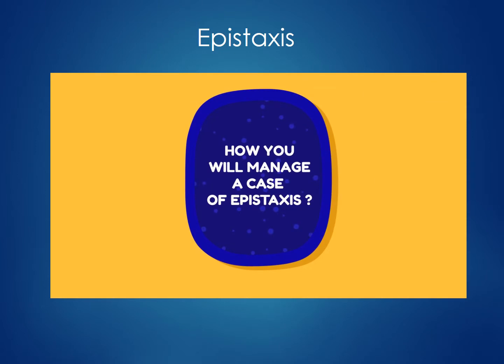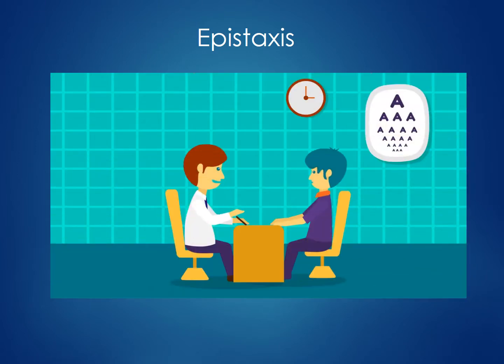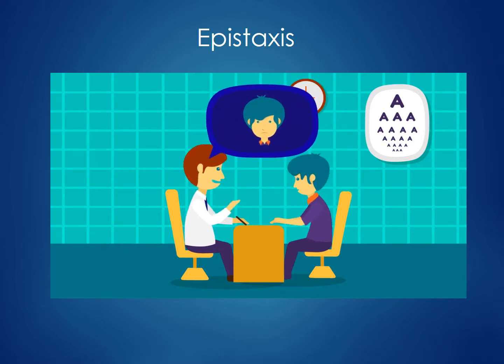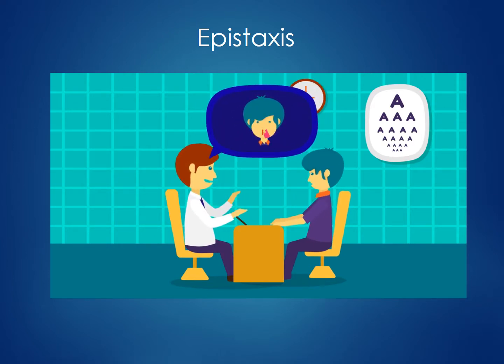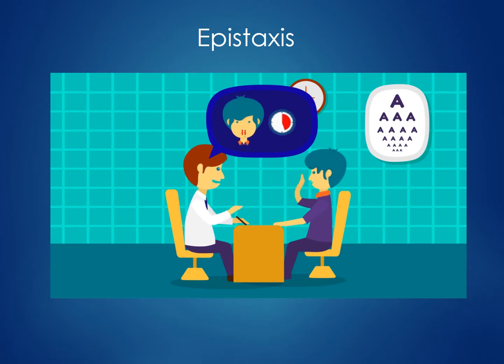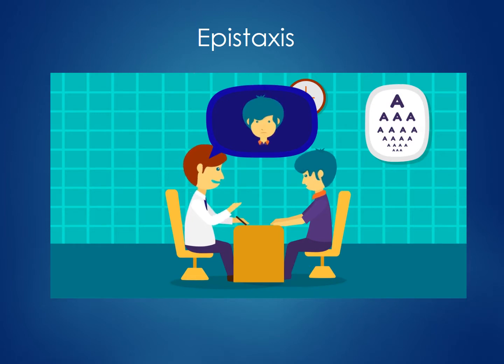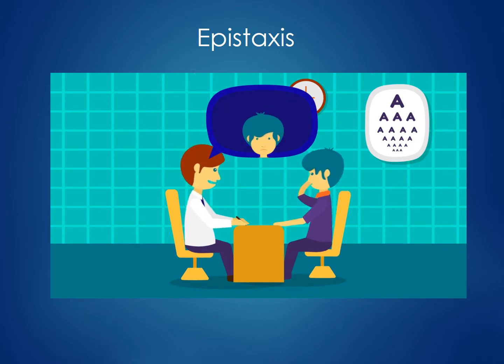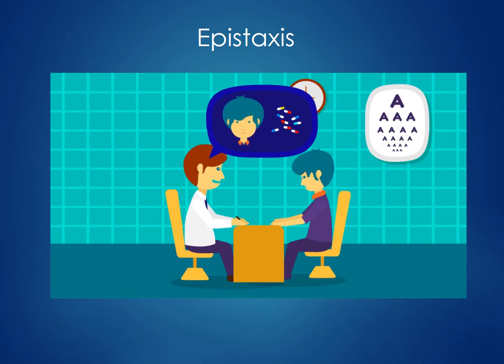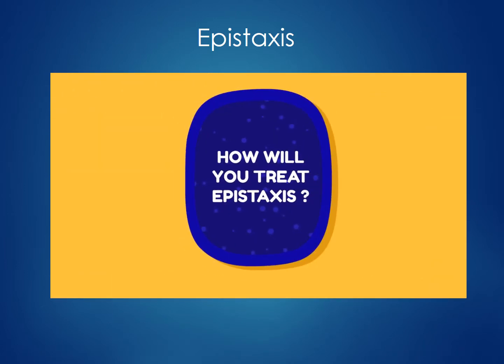How will you manage a case of epistaxis? In any case of epistaxis, it is important to ask the patients: 1. Mode of onset. Was it spontaneous or was there fingernail trauma? 2. Duration and frequency of bleeding. 3. Amount of blood loss. 4. Side of nose from where bleeding is occurring, or is it occurring from both sides of the nose? 5. Any known bleeding tendency in patient or family? 6. Any history of drug intake? Analgesics, anticoagulants, etc.